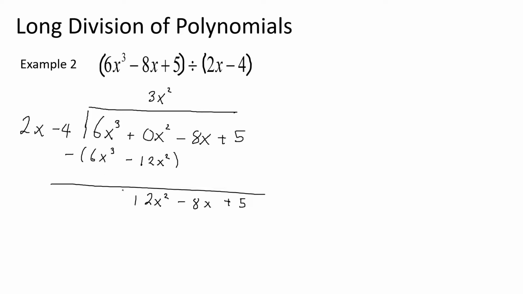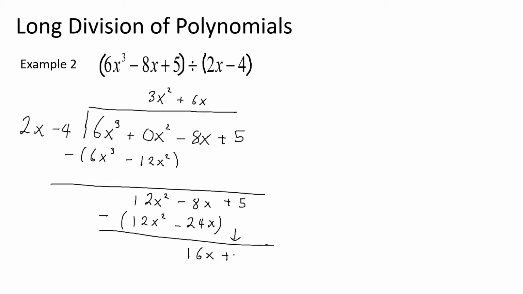How many times 2x goes into 12x squared? And I believe the answer will be 6x amount of time. So it will be 6x times 2x minus 4, 12x squared minus 24x, and we're going to subtract this from the value. So negative 8x minus negative 24x, that's like adding 24, so this will result in positive 16x. Once again, bring the positive 5 down, and we have to repeat the process one more time.